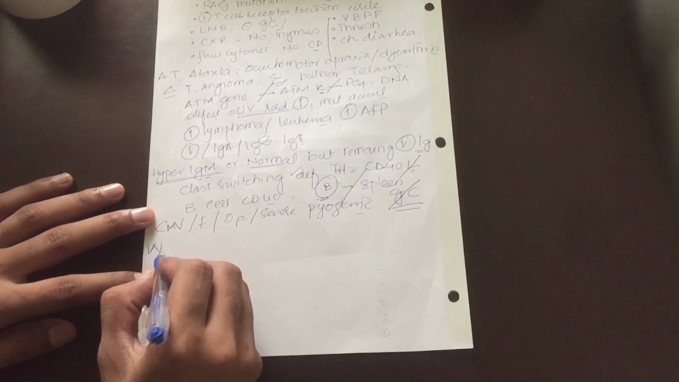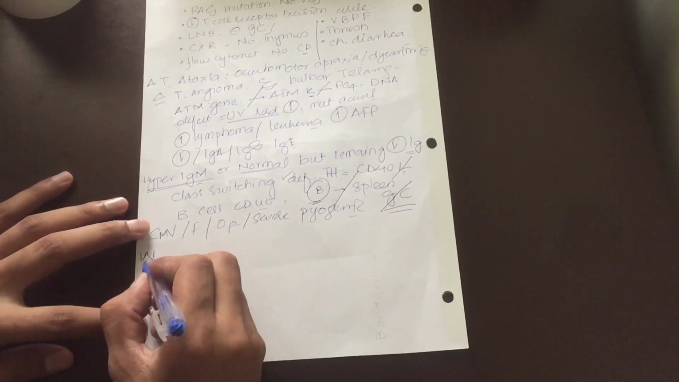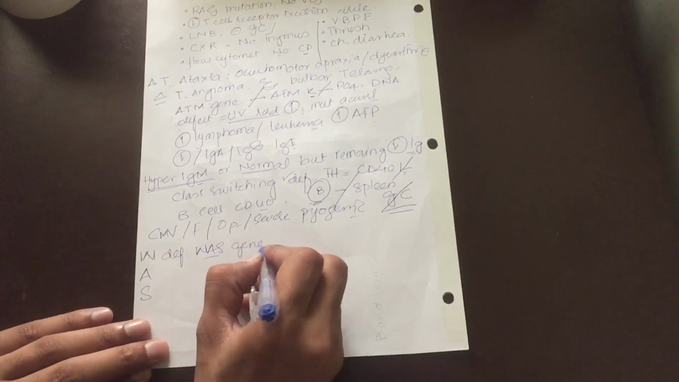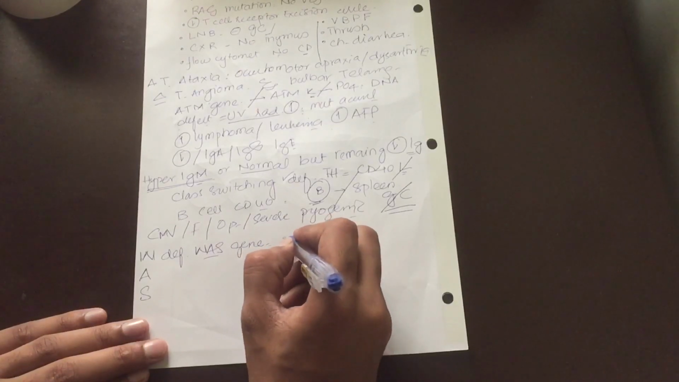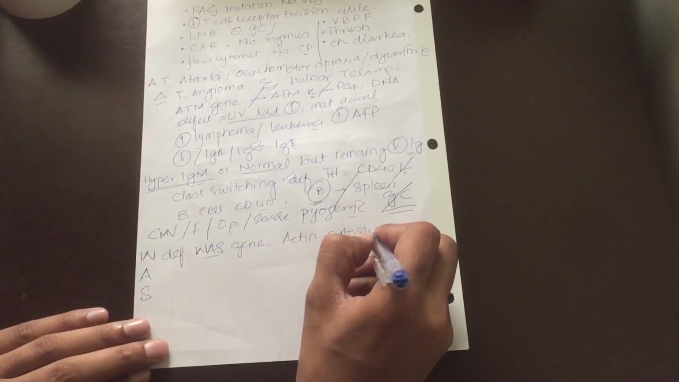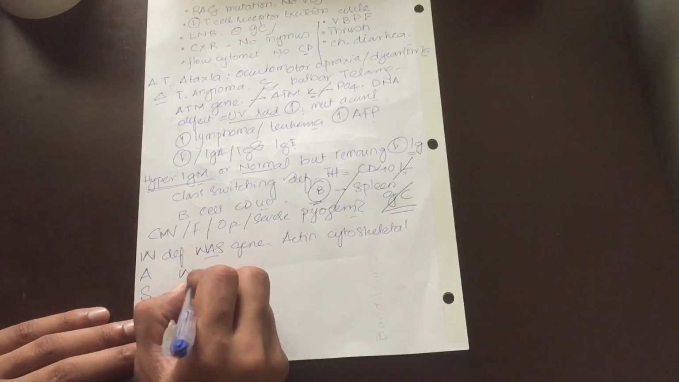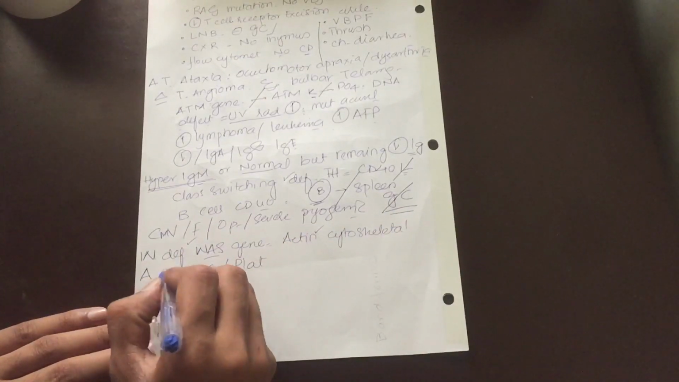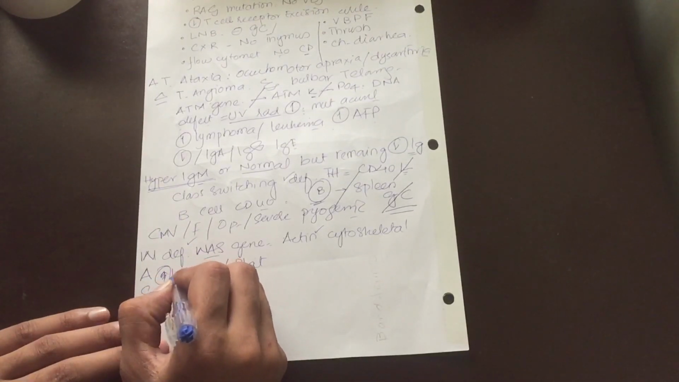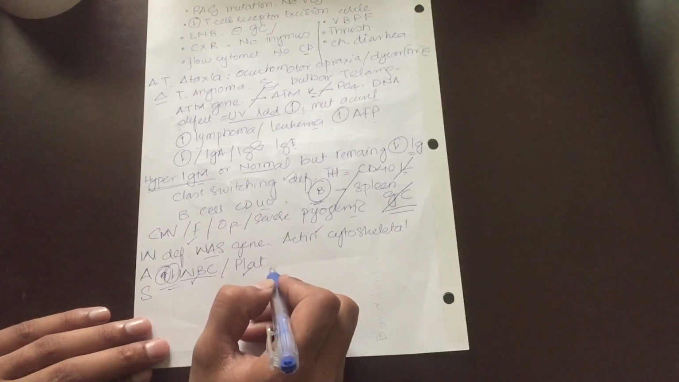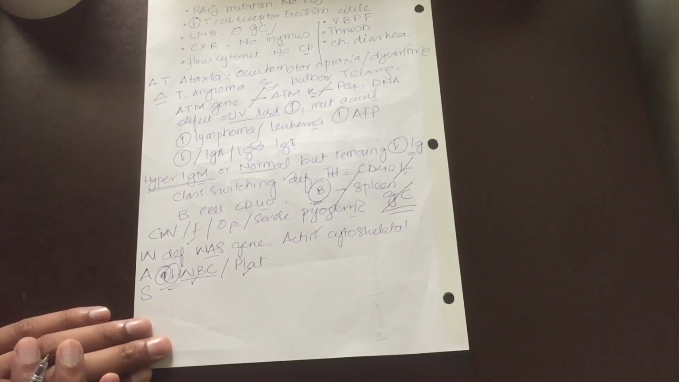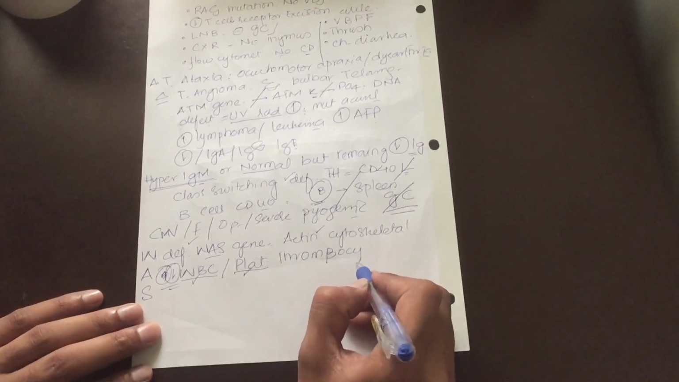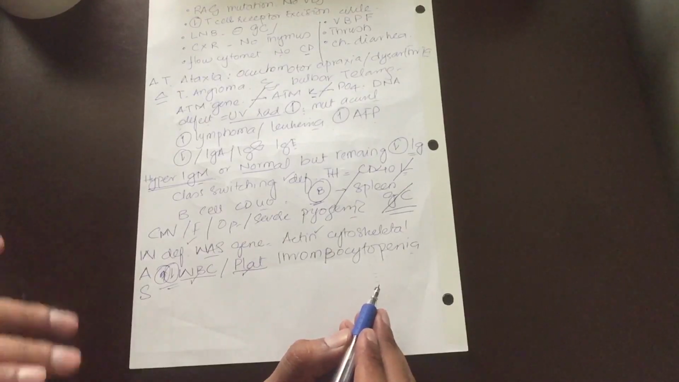Then the last one is Wiskott-Aldrich syndrome. As the name indicates, there is a defect in the WAS, Wiskott-Aldrich gene. This gene is very important in the interaction between the actin cytoskeleton and leukocytes and thrombocytes. So when this is defective, then there is no interaction, so thrombocytopenia and leukopenia. The platelets are decreased, and thrombocytopenia leads to bleeding problems, petechiae, purpura, etc.